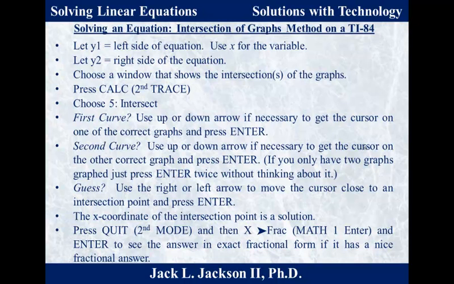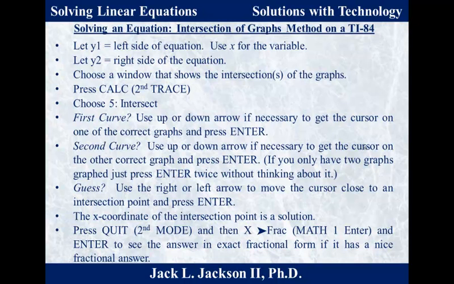It's going to ask you for your first curve. Use the up or down arrows if necessary to get the cursor on one of the correct graphs that you want and press Enter. When it asks for the second curve, use your up or down arrows to choose the second curve and press Enter. Now, remember, you have to do this because you could graph up to 10 different graphs at the same time on a TI-84. So we have to tell it which two we want. It's the intersection of two graphs. Now, if you only have two graphs graphed, it's really easy. Just hit Enter twice. You don't even have to think about it.